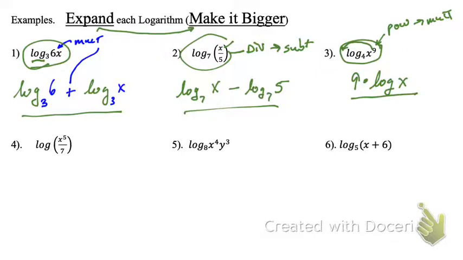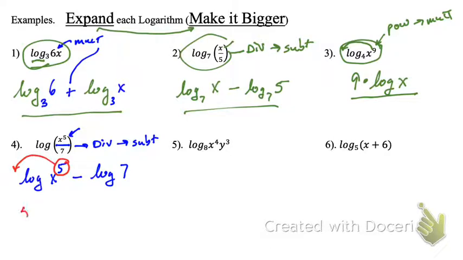Okay. Now we also need to be able to combine those. So here we have the log of x to the 5th divided by 7. We have that division in there, so what's that tell me I'm going to do? I'm going to subtract. I'll subtract the log of the numerator, log of x to the 5th, minus the log of the denominator, log of 7. But be careful and make sure you're done when you think you're done, and we're not done here because we have an exponent right here. What do we do with the power? We move it out front and we multiply. So this will end up being 5 times the log of x minus the log of 7.